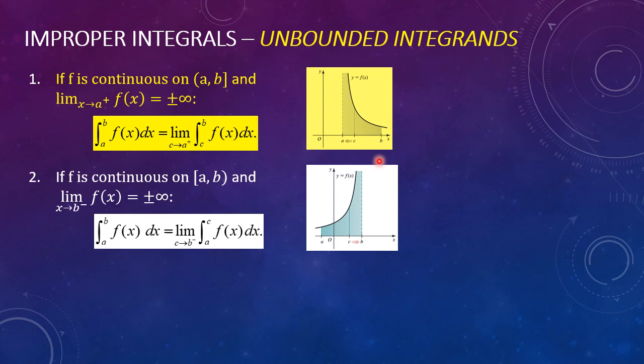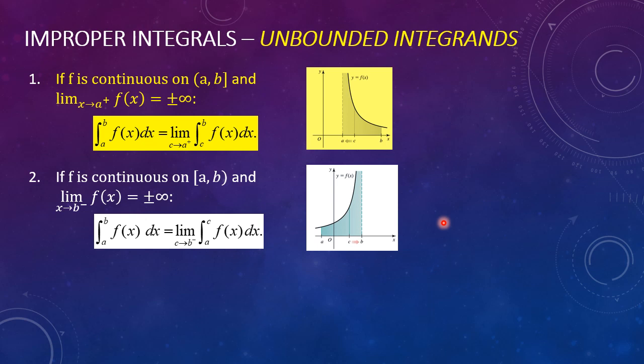If we have the opposite situation where the function, sorry, I went blank, is continuous from a to b but doesn't include b, and the limit as x goes to b from the negative direction of f of x equals positive or negative infinity, it's really the same situation here, right? Except where the upper limit is now our asymptote. So here we're going to have the limit as c goes to b from the negative direction, and we're going to replace b as the upper limit with c.